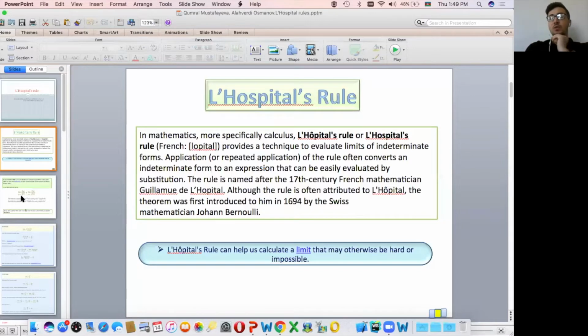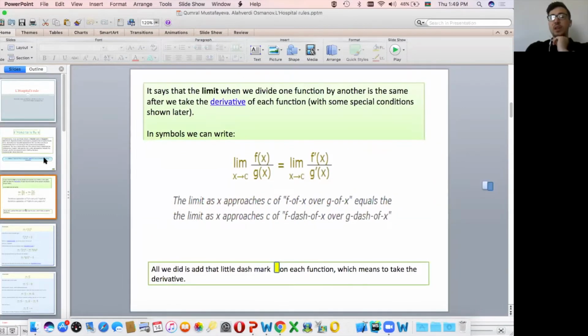Also, the rule is often attributed to L'Hopital. The theorem was first introduced to him in 1694 by the Swiss mathematician John Bernoulli. L'Hopital's rule can help us calculate a limit that may otherwise be hard or impossible.